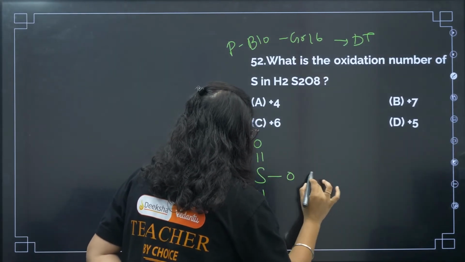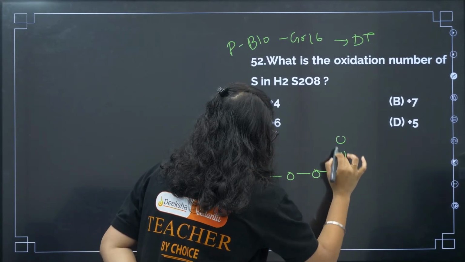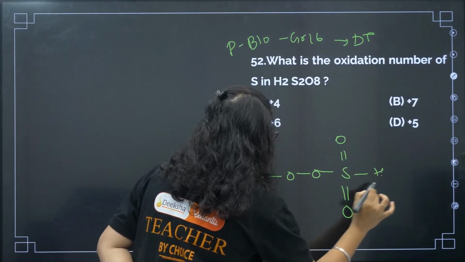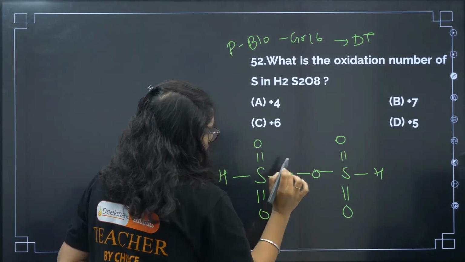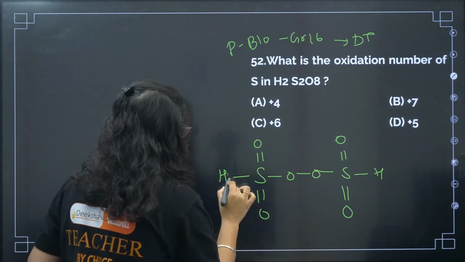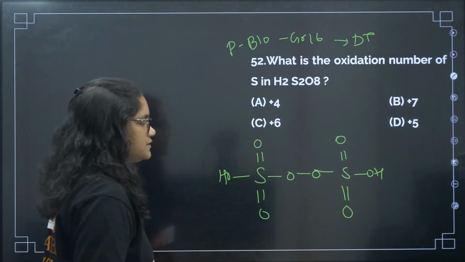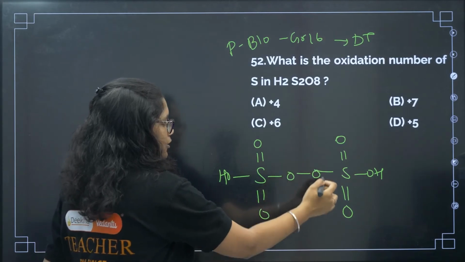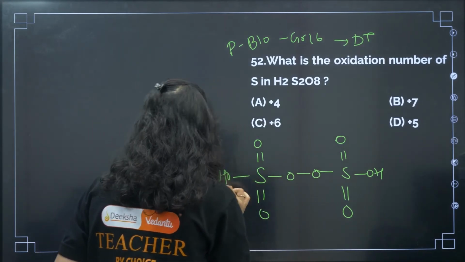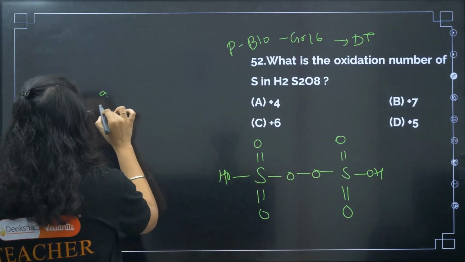The structure for this compound, H2S2O8, is this. Now you see here, there is a peroxy linkage. So for the sulfur, I can take the 2 hydrogens as +2.